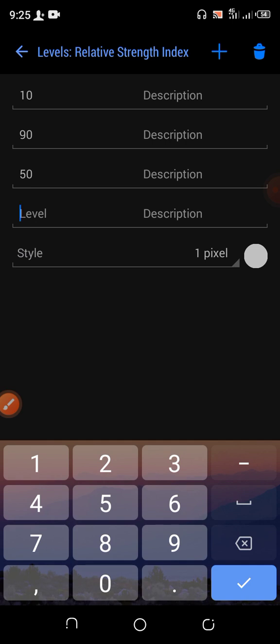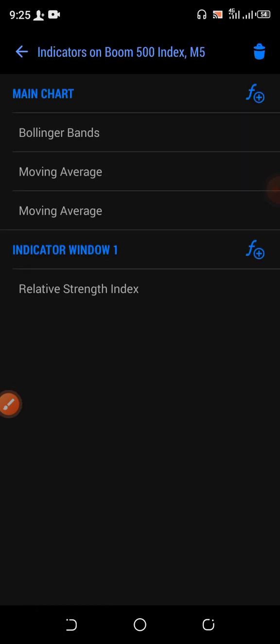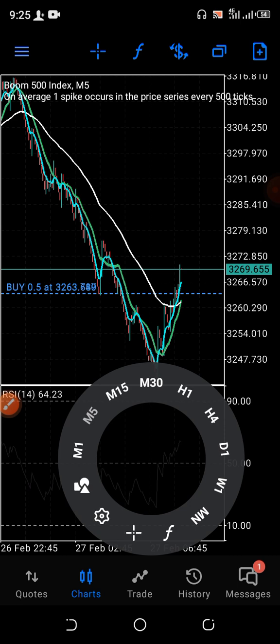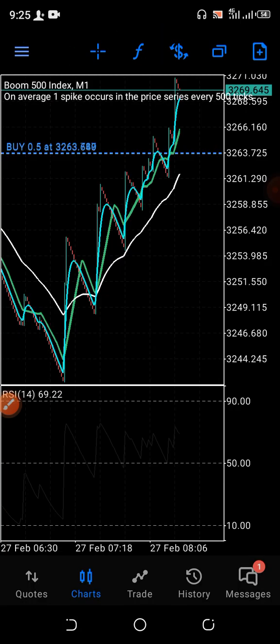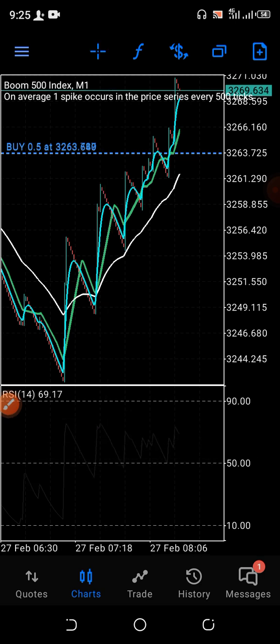Okay, let me just leave it this way. Let me use it this way. We'll use this one for overbought and use this one for oversold. Look at it here. So for some of you who are struggling with why you have these dots inside, it's just a very simple thing.